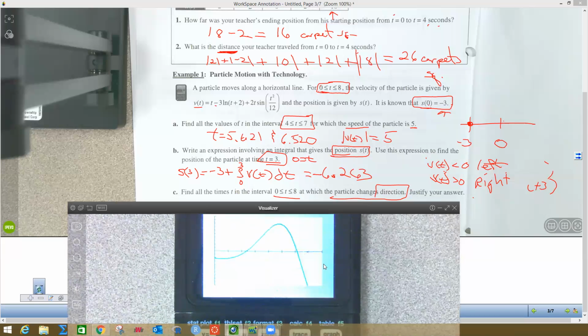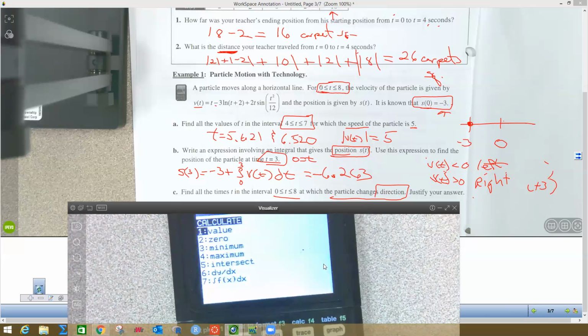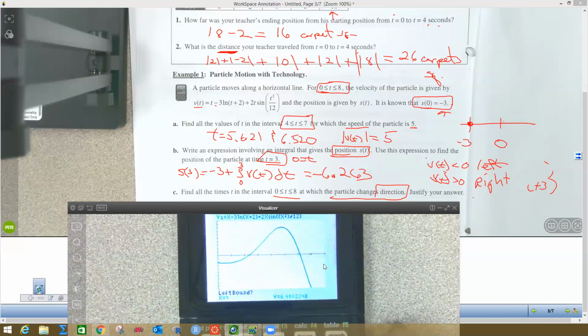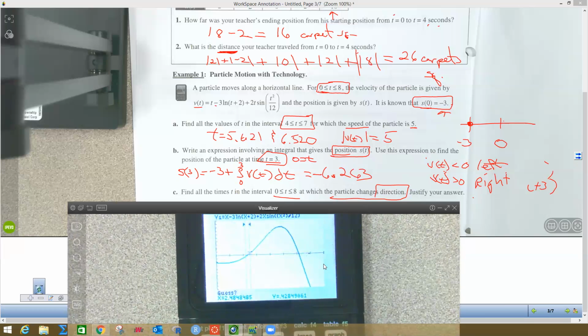So I need the zeros. The values of the zeros are going to be telling me when the object is moving left and right. So I'm going to hit second calc, and I want number 2 now. I want the zeros. So I'm going to hit the number 2, and I'm going to find this one on the left first. So I get both to the left of where it crosses, hit enter, get to the right of where it crosses, and you can look at the signs down here to see when they go positive. Hit that one and hit enter again.